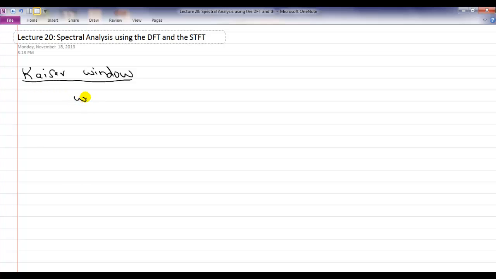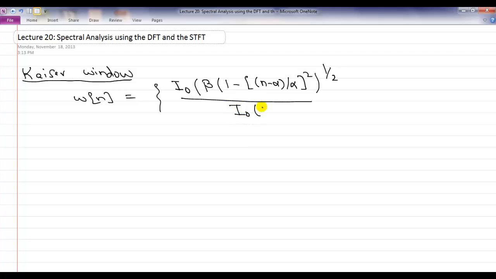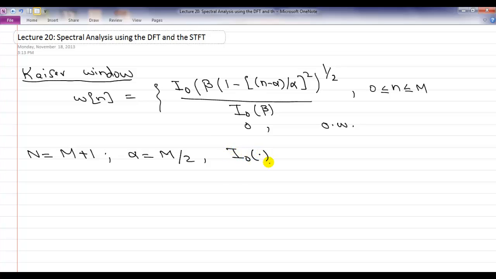Kaiser window is given by, it doesn't have a closed form expression, it is given by this zeroth order modified Bessel function of the first kind, which you can't always compute. It has to be sometimes numerically computed: I0 of beta times the square root of 1 minus (n minus alpha over alpha) whole squared, divided by I0 of beta, for 0 less than or equal to n less than or equal to m and 0 otherwise. The definition is that n, which is the length of the window, is equal to m plus 1. Alpha is defined as m by 2. And this I0 is the zeroth order modified Bessel function of the first kind.